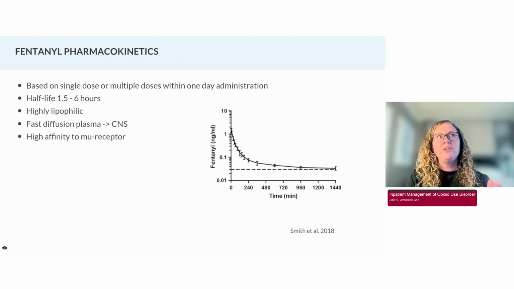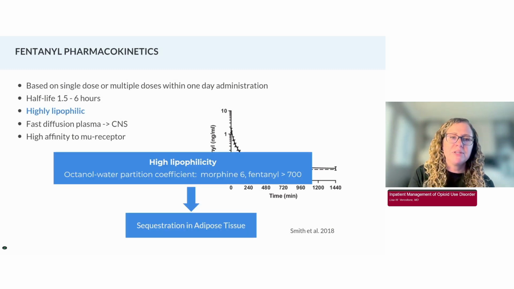And so what we knew about fentanyl at that time is that all of the studies that were done on fentanyl back in the 1950s were based on a single dose or multiple doses within 1 day. And from those studies, we were able to determine that fentanyl has a half-life of anywhere between 1.5 hours to 6 hours. We knew that fentanyl was highly lipophilic, and we knew that it had a high affinity to the mu receptor. It's this high lipophilicity, though, that was causing the problem.